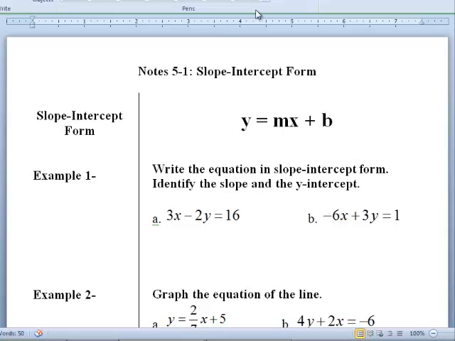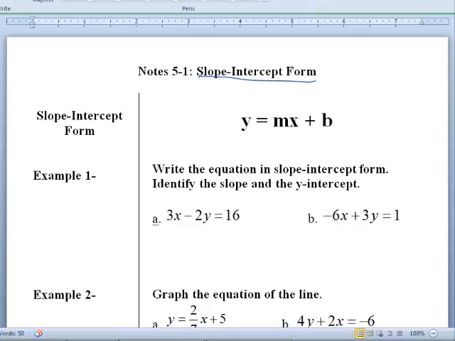These notes are titled Notes 5-1 Slope-Intercept Form, and you might be saying to yourself, I know slope-intercept form, I saw it last year. Or you're saying to yourself, I don't know slope-intercept form. Or you're saying to yourself, I know slope-intercept form, but I forgot how to do it. Well, if you're in any three of those categories, these notes are for you.